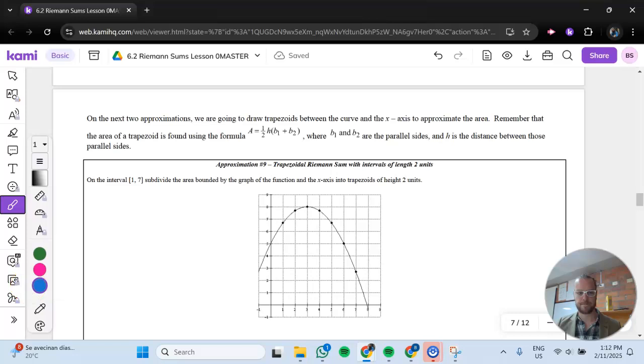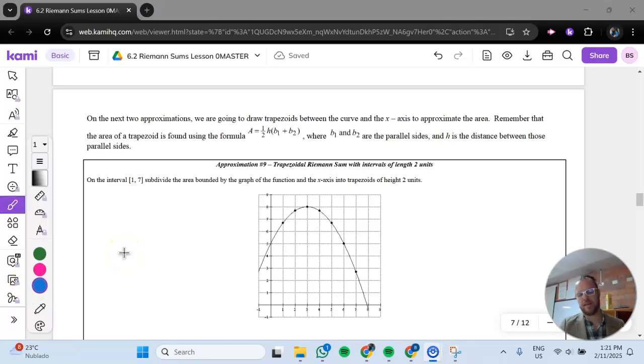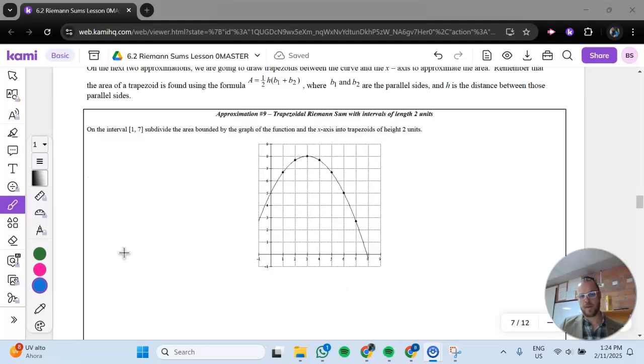All right, so we've done left-hand sums, right-hand sums, and midpoint sums. The next progression is going to be trapezoidal. Now, if you don't remember what a trapezoid is, pause the video and look it up. What you might need to remember is that the area of a trapezoid is 1/2 times the height times the two other bases put together. Or if you prefer, 1/2 times the base times the average of the two heights. Either way will work.